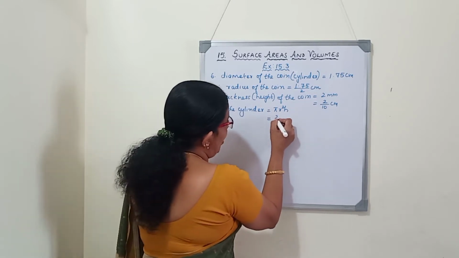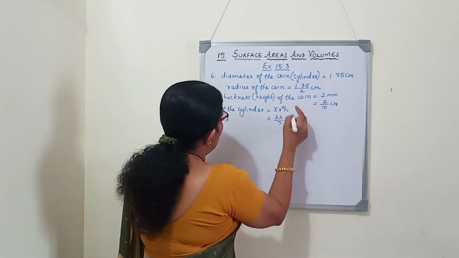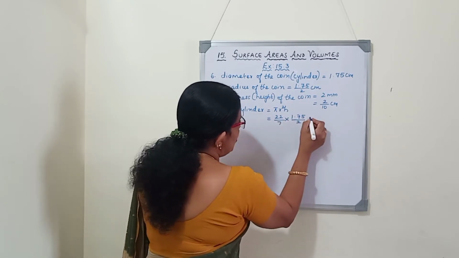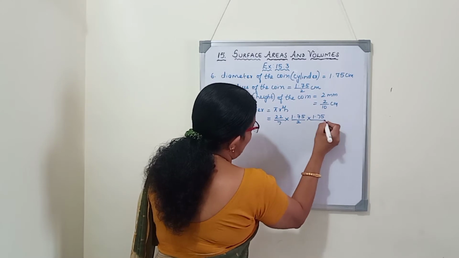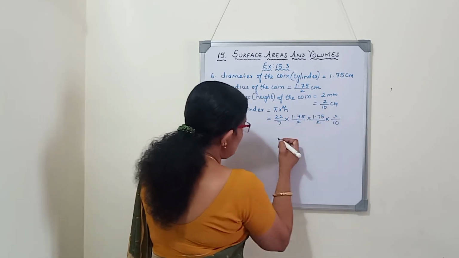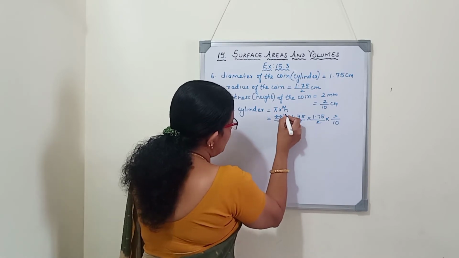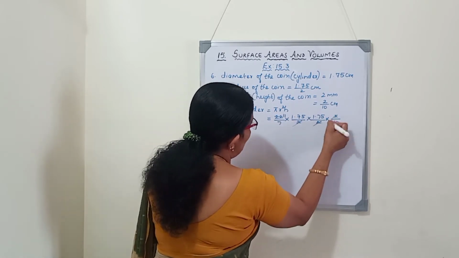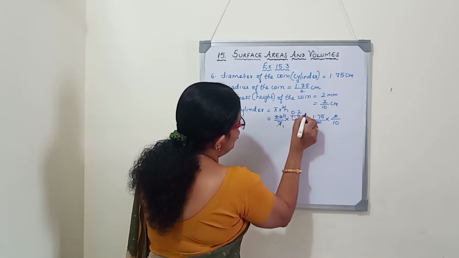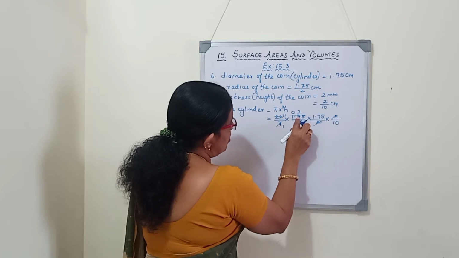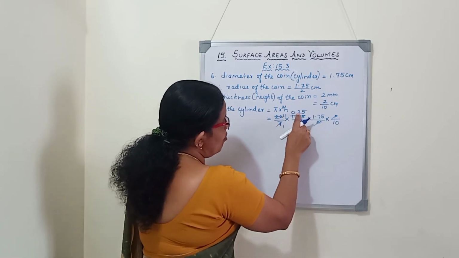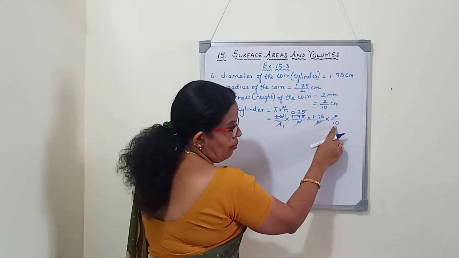We'll just substitute the values. 22 by 7, radius of the coin is 1.75 by 2, r square. So 1.75 into 1.75 by 2 into height of the coin is 2 by 10. Here 2 and 22 will cancel, 11. This 2 and 2 will cancel. 7 ones are 7. 7 twos are 14. Remainder 3, 35. 7 fives are 35. So we will get here 11 into 0.25 into 1.75 by 10.